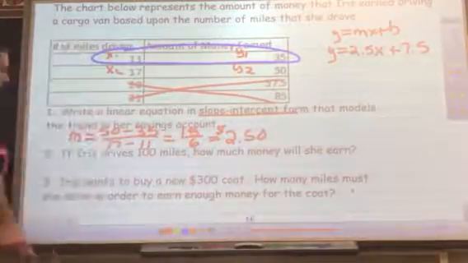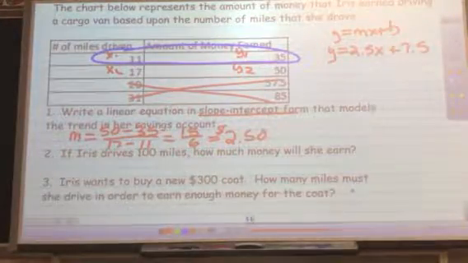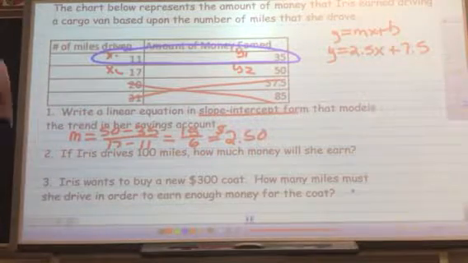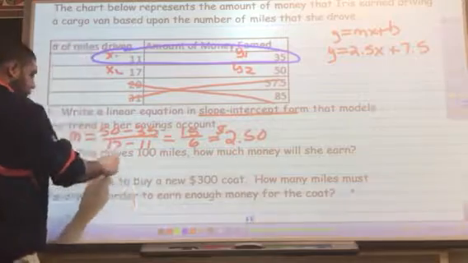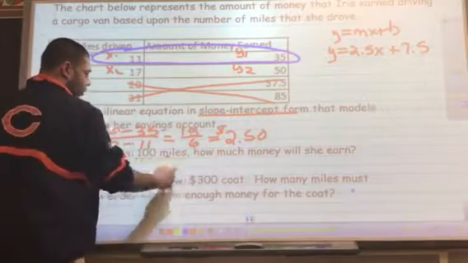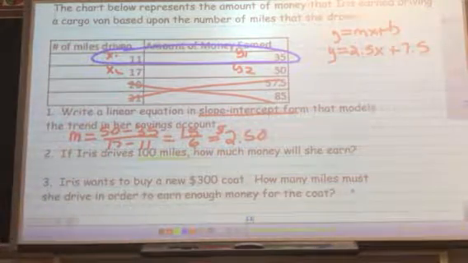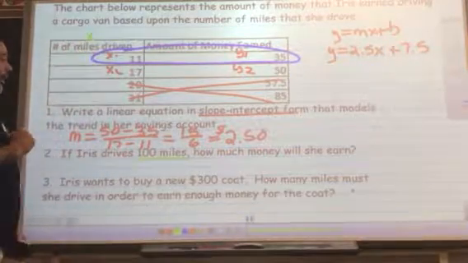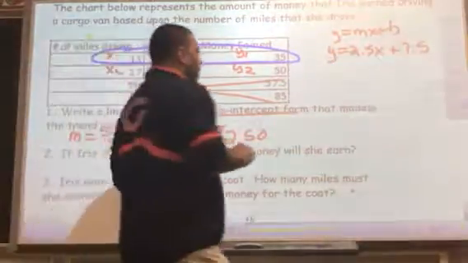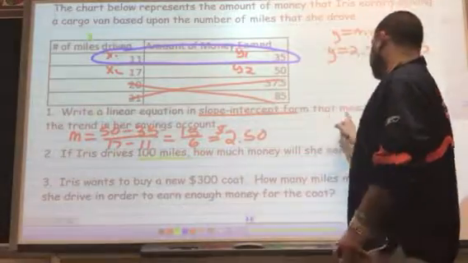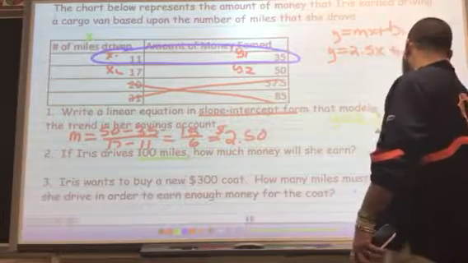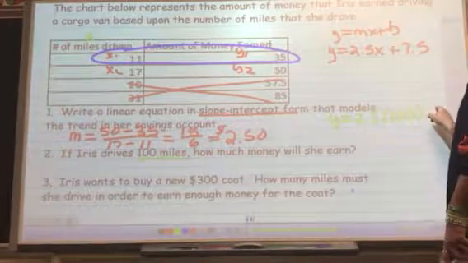Number 2, if Iris drove 100 miles, how much money will she earn? Well, I have to think about what the miles are. What is miles? Is that my x or my y? If I look up at my chart, I can see that that is my x. So I'm going to put 100 in for x. So 2.5 times 100 plus 7.5.